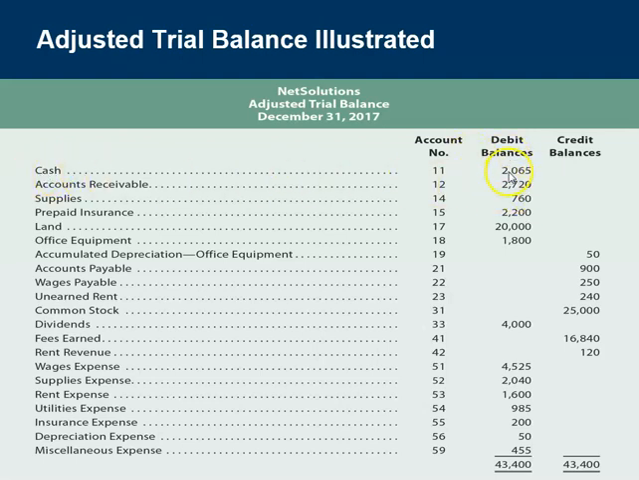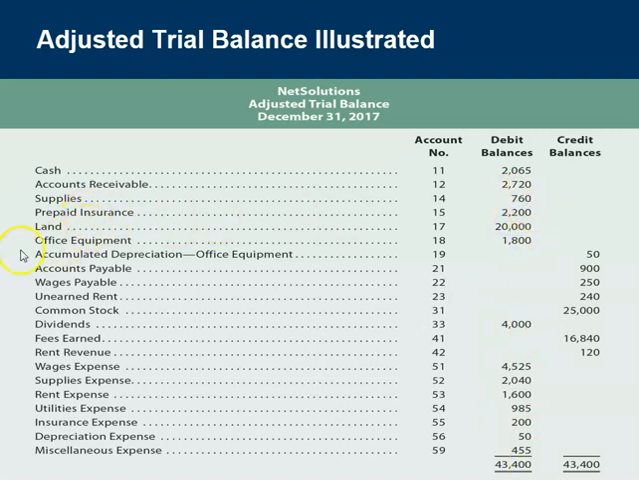Cash was 2065 before. You can go back. I can't remember what slide it was. I believe it was slide 17, has the unadjusted trial balance. This is the adjusted trial balance. So one that might be easy to spot, a couple of them here. Supplies were $2,000, but we made an adjusting entry to show that $1,240 in supplies had been used. Now our adjusted balance for supplies is $760.